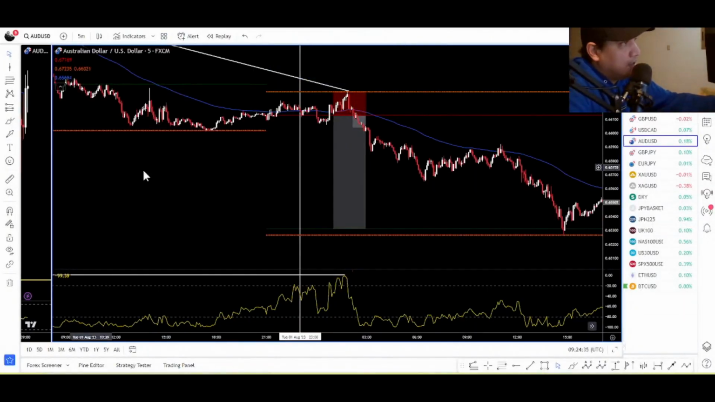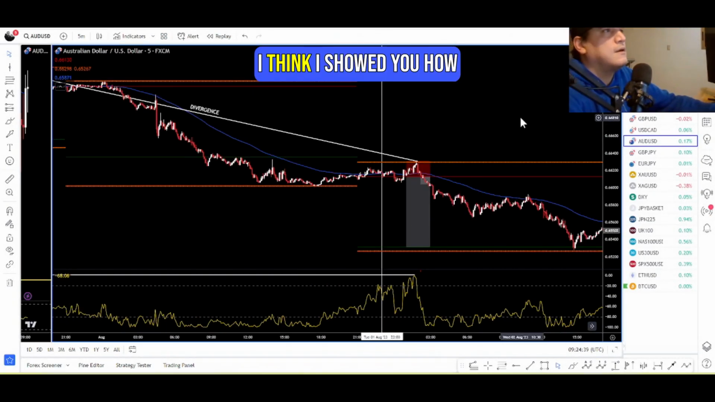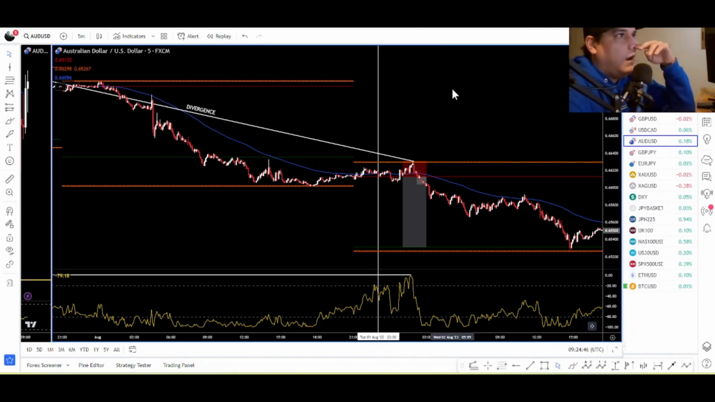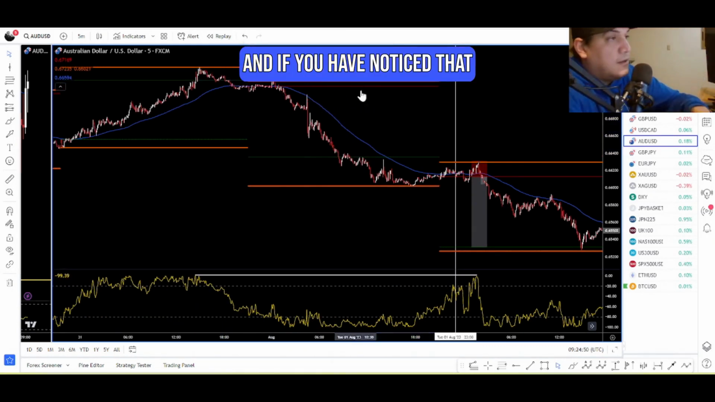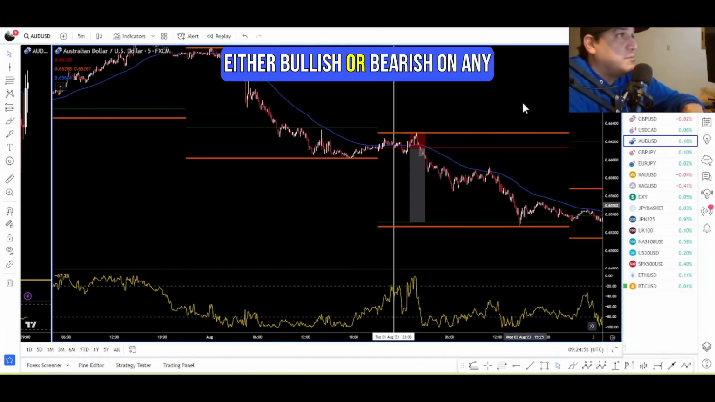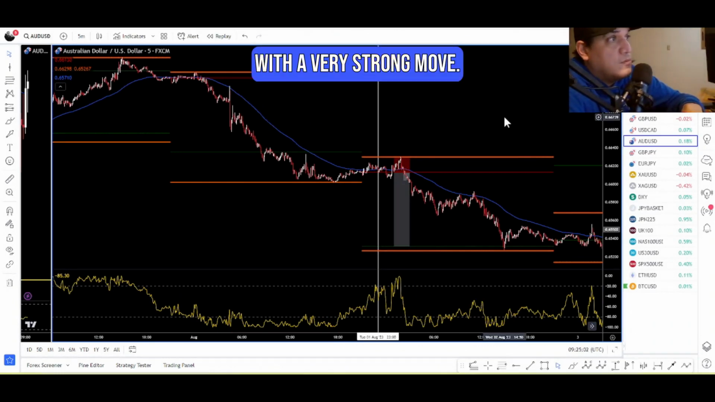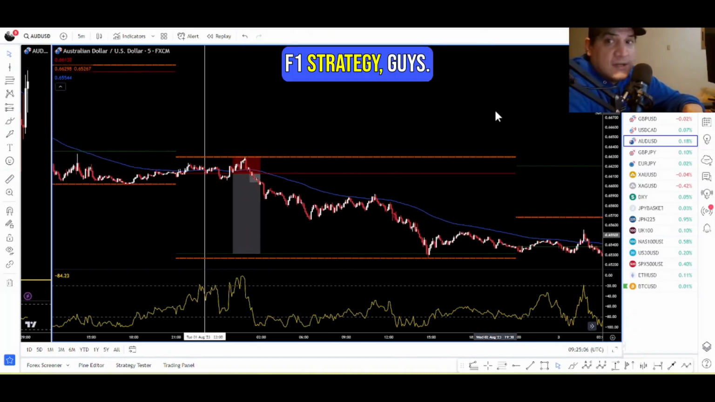My friends, I wanted to present to you the F1 strategy. I think I showed you how powerful trading the strategy is. If you have noticed, when we have a very strong close, either bullish or bearish, on any market, the next day usually trades in the same direction with a very strong move, and this is where you can capitalize using the F1 strategy, guys.